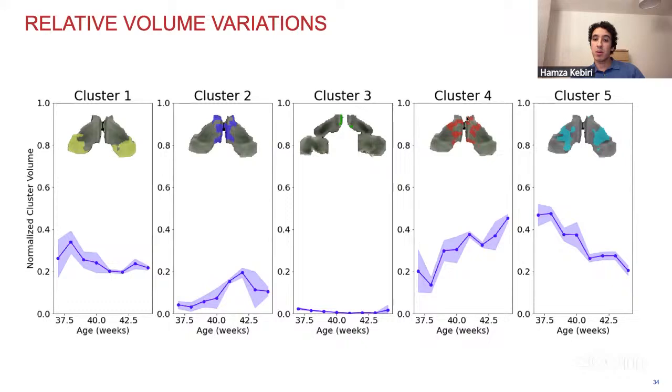This is just the volumes, and how they vary with age. This is what we've seen. So basically the ventrolateral cluster is going down, and the dorsal cluster is going up.